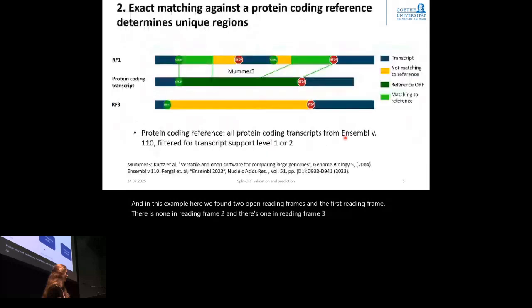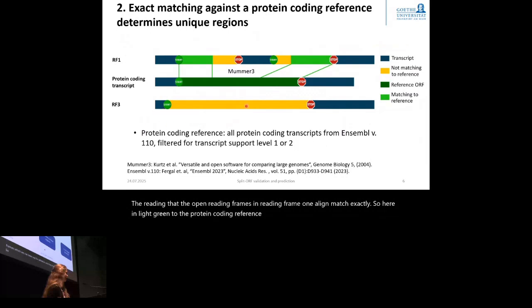And in the next step, we want to identify unique regions of these possible open reading frames. And for this, we perform an exact matching to a protein coding reference. And the protein coding reference are all transcripts as annotated in Ensembl to be protein coding and quality filtered for transcript support level 1 and 2. And we use a tool called MMseqs3 to perform exact matching. And here in our example, you can see that the open reading frames in reading frame 1 match exactly, so here in light green, to the protein coding reference.